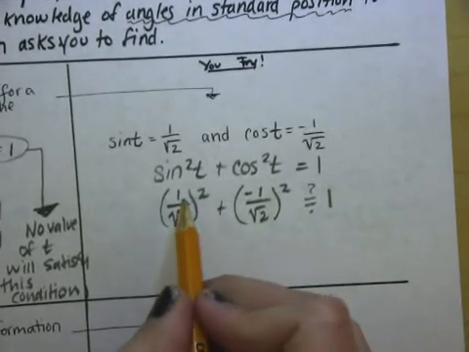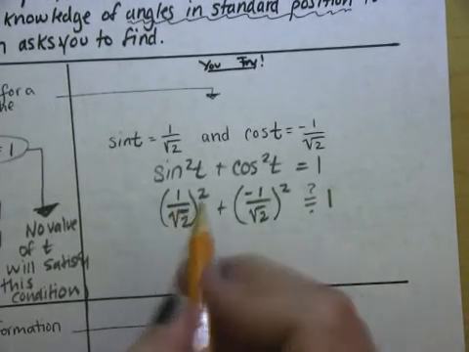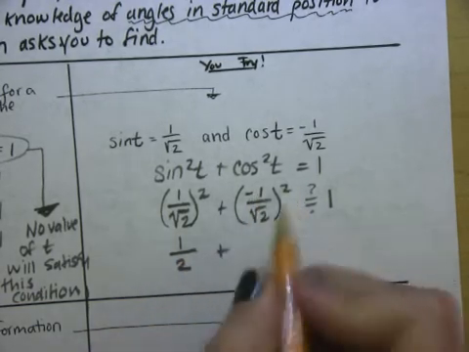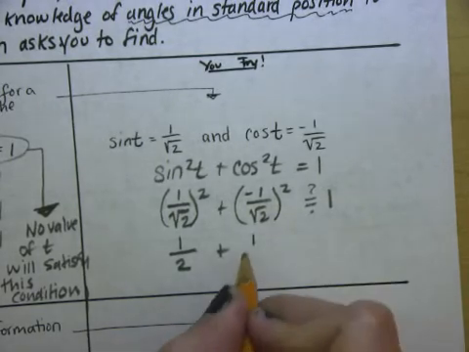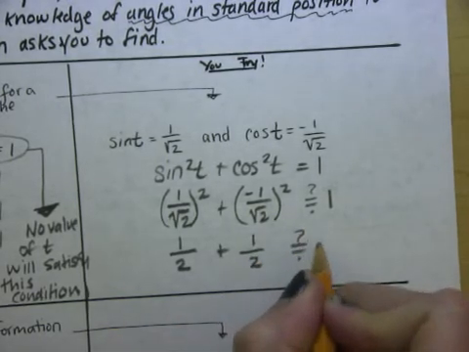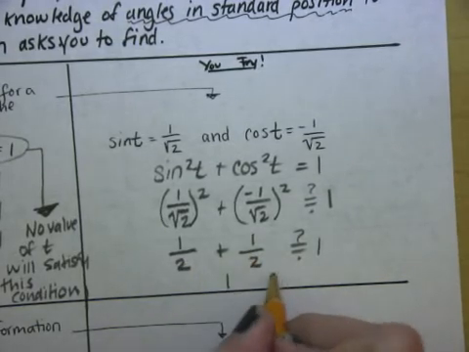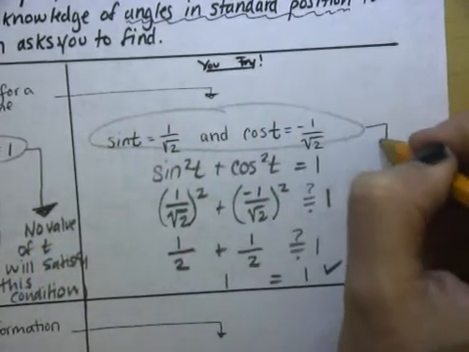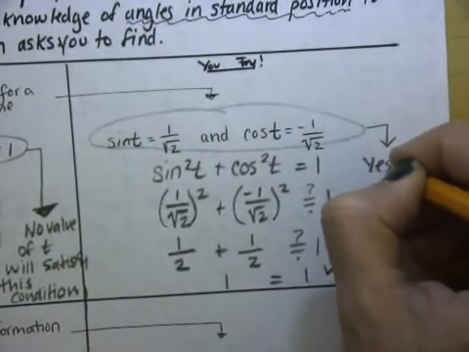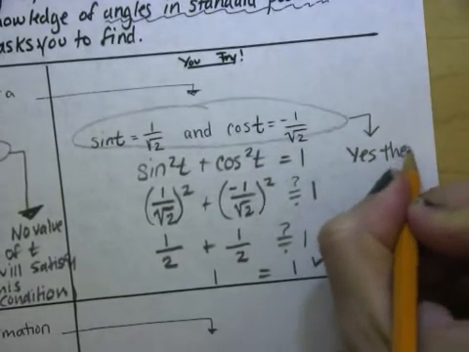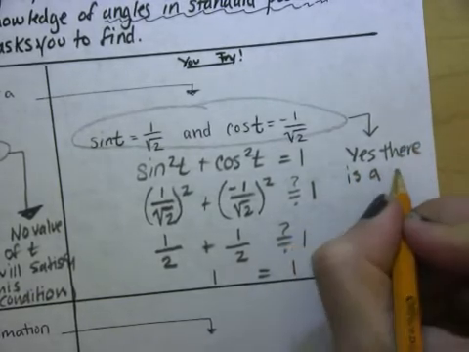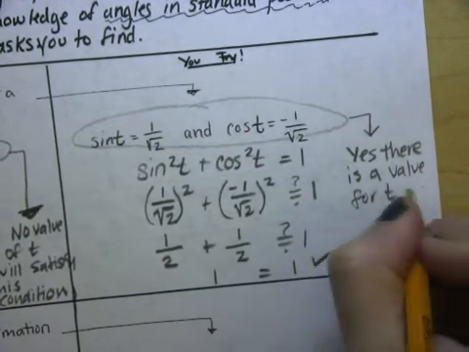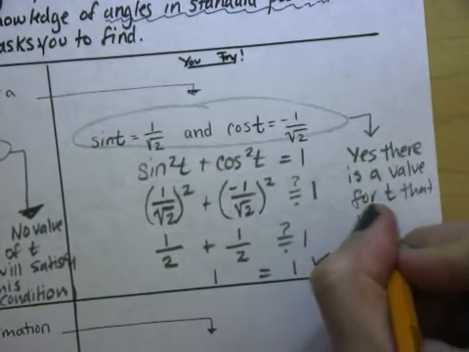So anytime we square a fraction, we multiply top with top, bottom with bottom, so it's going to be 1 times 1 is 1, square root of 2 times square root of 2 is 2. Over here, negative 1 times negative 1 is positive 1, square root of 2 times square root of 2 is just 2. Does this equal 1? Absolutely. 1 half plus 1 half is 1. 1 equals 1. So in this case, we would say yes, there is a number t, or there is an angle, there is a value for t that will satisfy this condition.